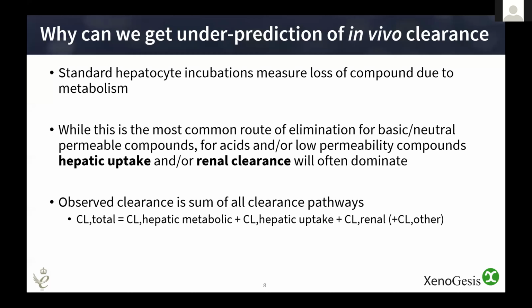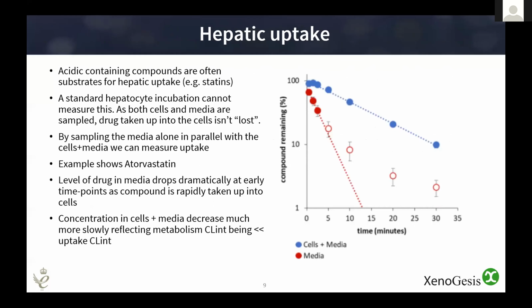And it's important to mention that the total clearance happening in vivo is actually a sum of all those different parameters. Now, of course, we can't actually measure hepatic uptake in the standard assay. We can't do that because we sample both cells and media, and therefore drug that is taken up into the cells isn't lost. However, if we do 2 experiments where we do a regular assay, and then we also do an experiment where we measure loss from the media alone, then we can start to see some differences.